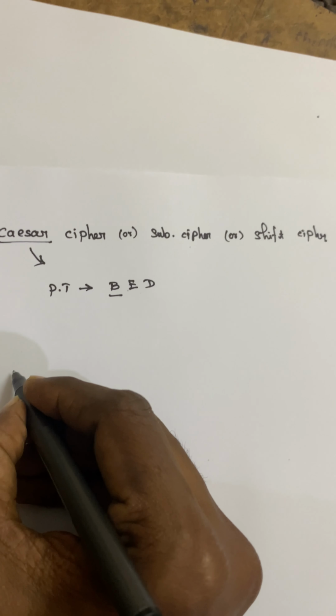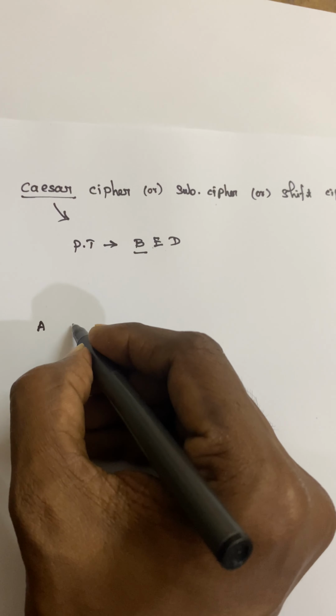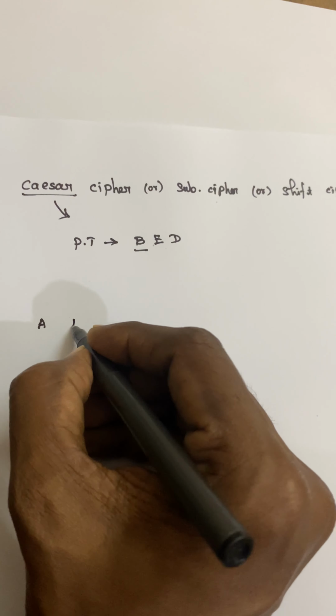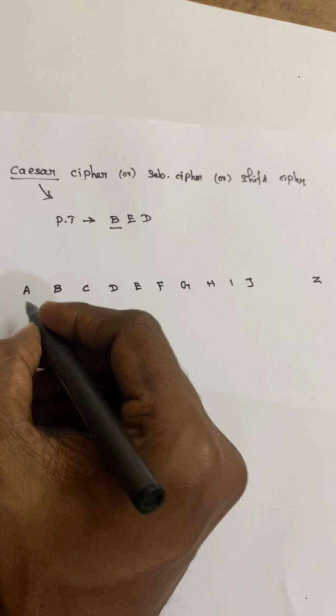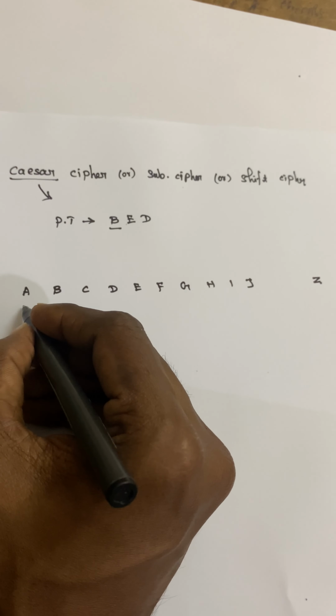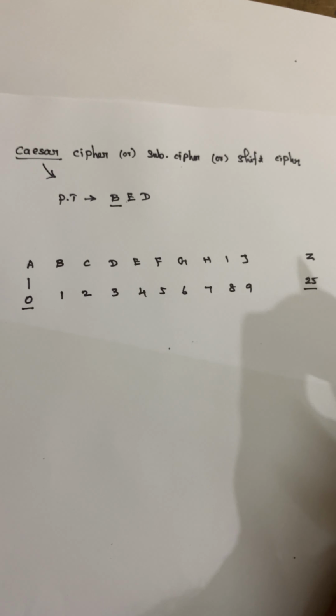In the English language we have 26 letters. It starts with A, B, C, D, E, F, G, H, I, J up to Z. In that case, if A equals 0, B equals 1, C is 2, D is 3, 4, 5, 6, 7, 8, 9 and Z should be 25. So we have 26 letters, and if you start with 0, Z should be 25.